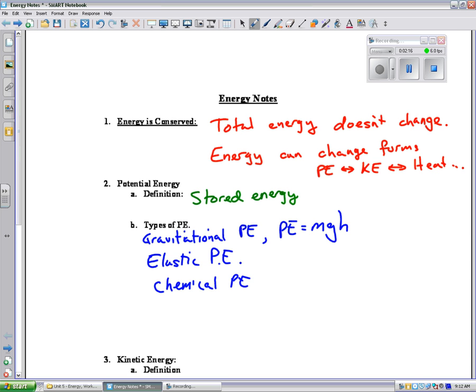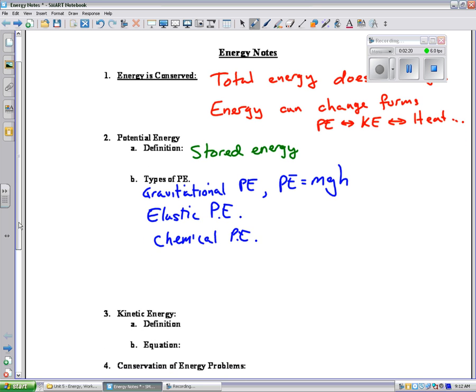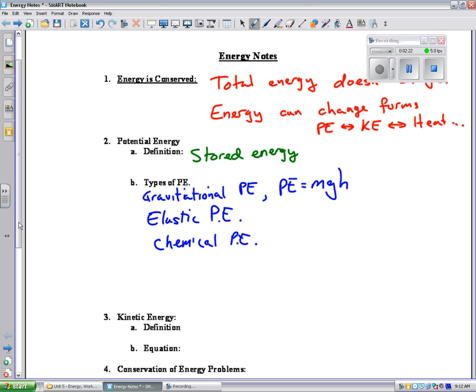There could be chemical potential energy, which we won't use in this course. In chemistry, you might use it. That's the energy, say, stored in batteries, or actually in the food we eat. This is energy stored in chemical bonds.